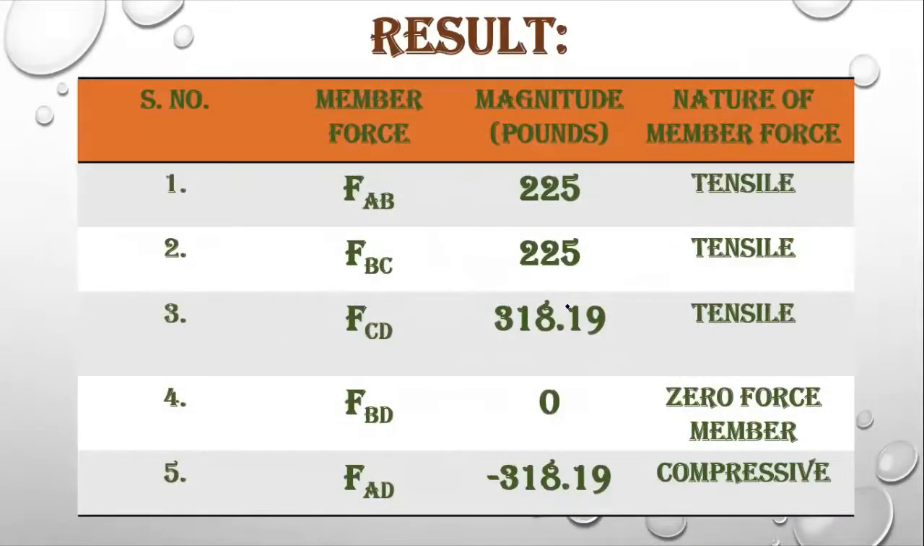So the value of FAB is 225, and you can see I have written the pounds unit in magnitude, the unit of the numerical used in the question. In the whole numerical, FAB equals 225 pounds, FBC 225, FCD 318, FBD is coming out to be 0, and FAD is negative, so it must be a compressive force. So this is the way you can calculate the truss members easily by using the joint method.